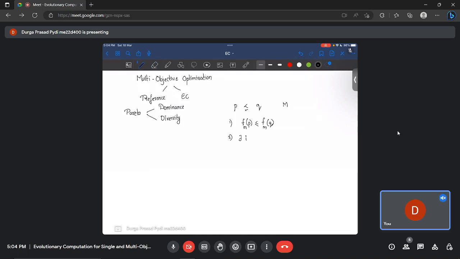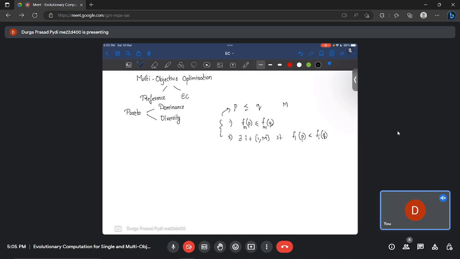There exists one i belonging to the set from 1 to M such that when you calculate the value of P, it should be strictly less than the value of the same objective function calculated for the solution Q. If these two criteria are satisfied, then we say P is actually dominating Q. And then we said that Pareto optimal solutions are just the locus of all the non-dominated solutions.